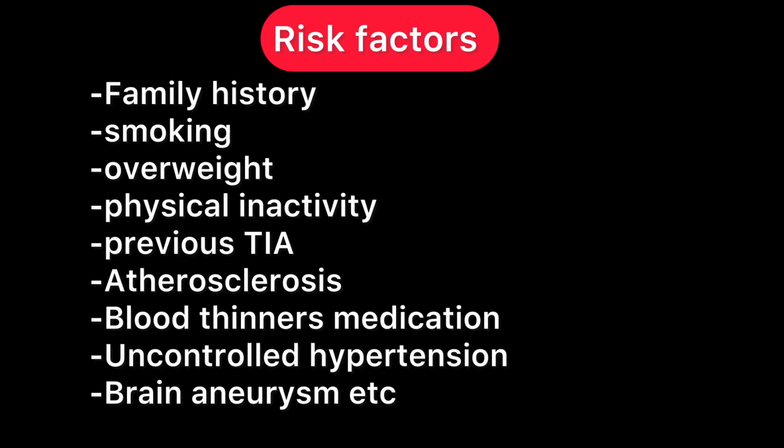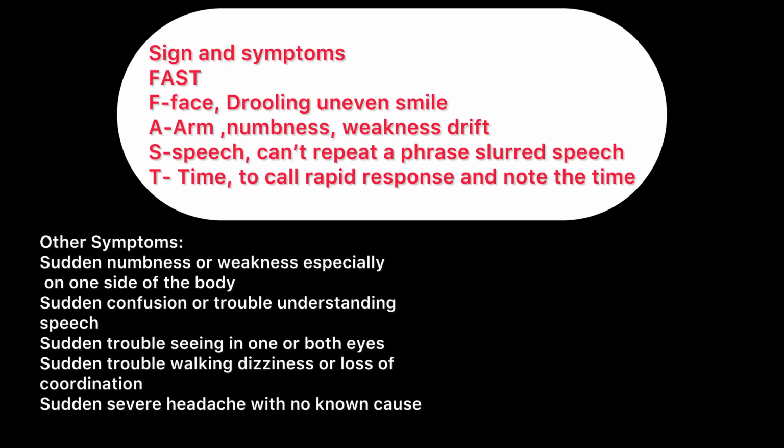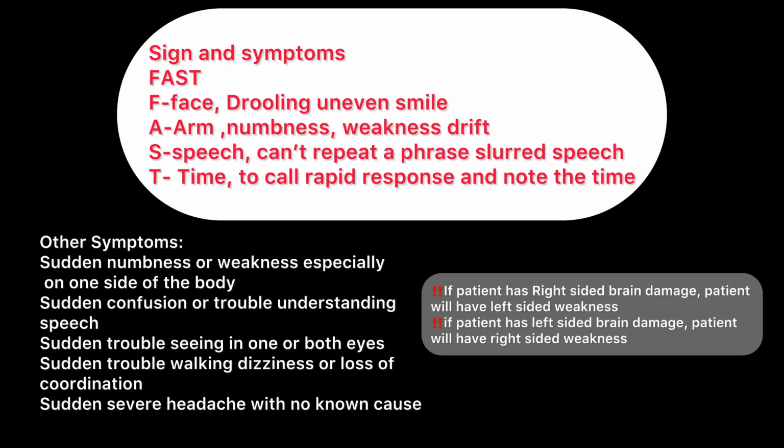And the risk factors are family history, smoking, overweight, physical inactivity, previous TIA, atherosclerosis, blood thinner medications, uncontrolled hypertension, brain aneurysm, etc. The mnemonic of signs and symptoms of stroke is FAST: face, arm, speech and time. First of all, we will notice drooling, uneven smile, numbness, weakness, drift, and slurred speech.